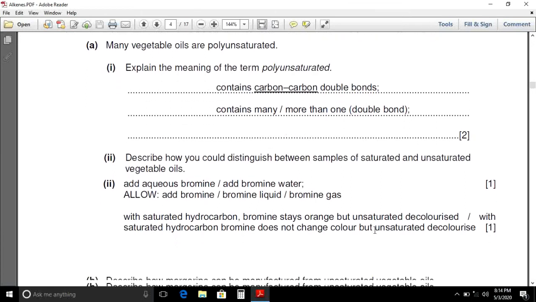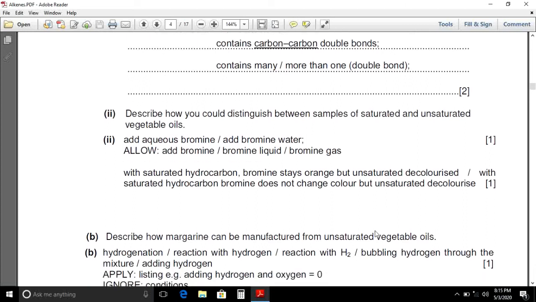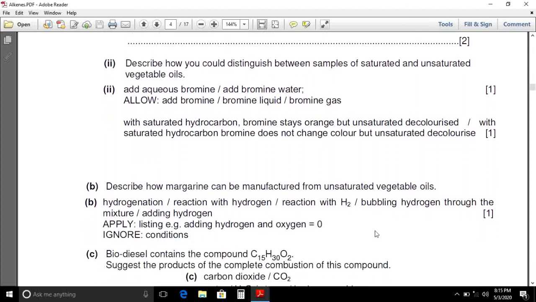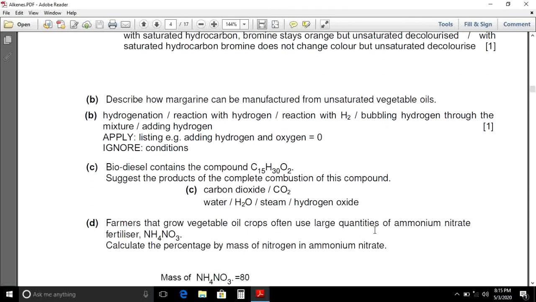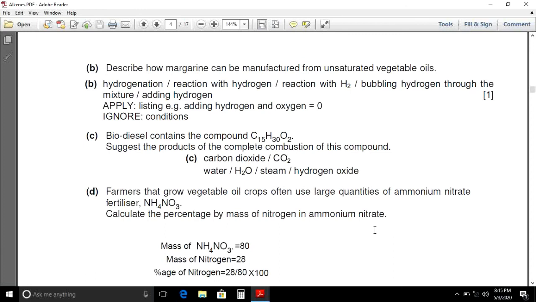Describe how you could distinguish between samples of saturated and unsaturated vegetable oils. With saturated hydrocarbons, the color of bromine water does not change. Unsaturated hydrocarbons change the color of bromine water from brown to colorless. Part b: describe how margarine can be manufactured from unsaturated vegetable oils by reacting unsaturated vegetable oils with hydrogen.